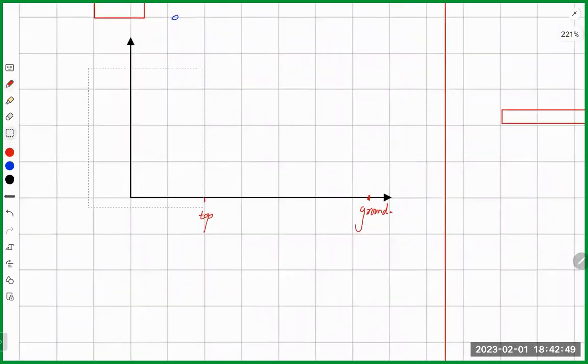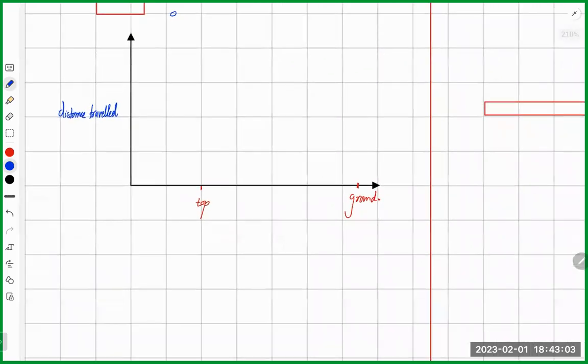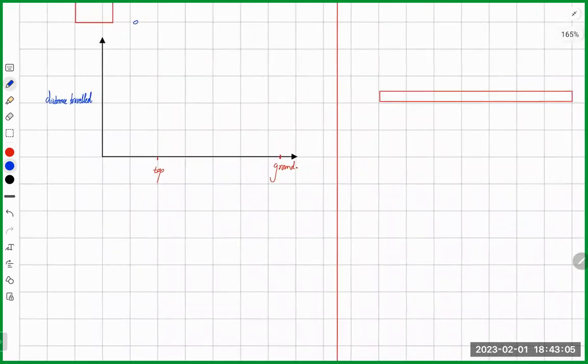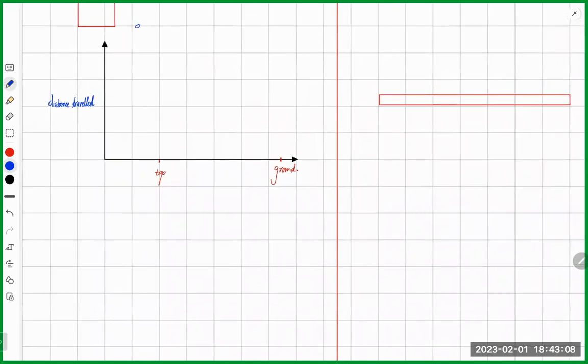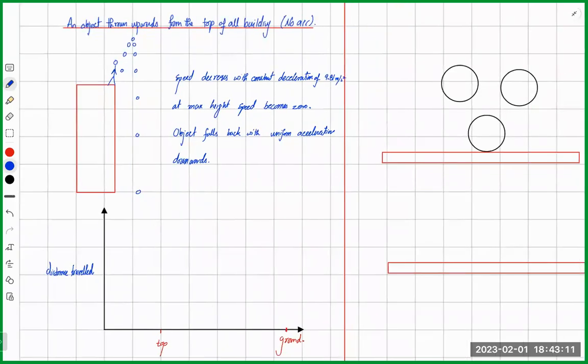Just let me copy this thing first. And this is distance traveled. Now, this time, I would like you to just take a screenshot right about now. Take a screenshot, and I would like you to give it a try. And then I will do it over here, and we can then compare our works with one another.